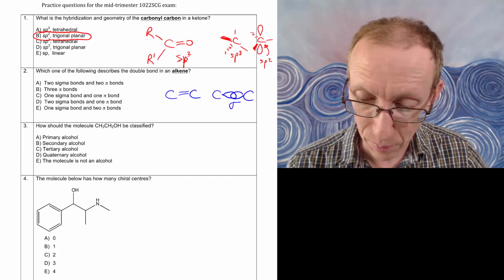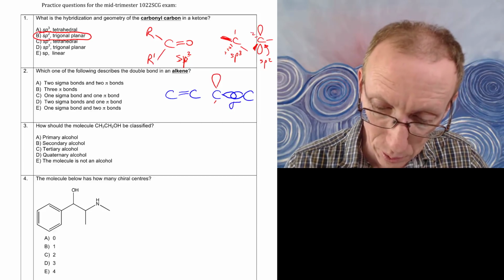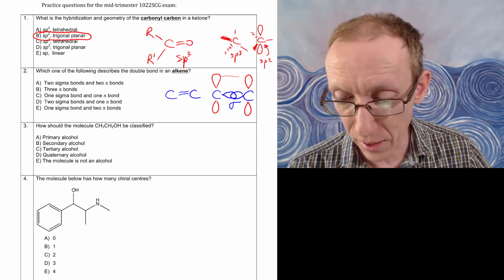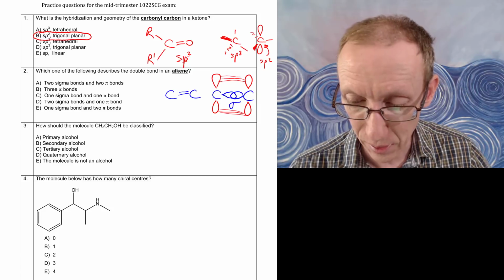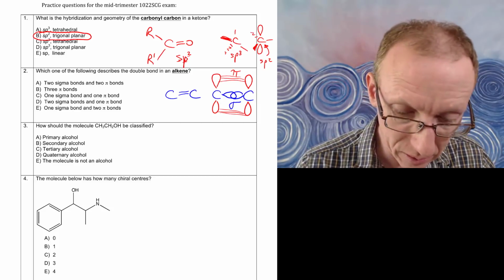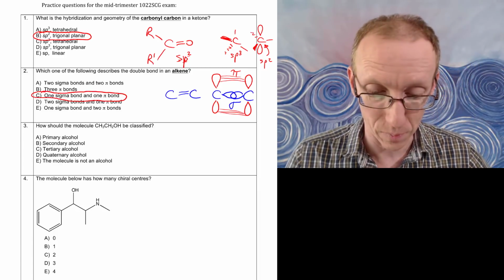And so there's one sigma bond, but then there's also a leftover p orbital on each carbon atom, and they are overlapping in a side-on arrangement. And we call that side-on arrangement a pi bond. So there's one sigma bond and one pi bond. So that is answer C, is the correct answer to question 2.